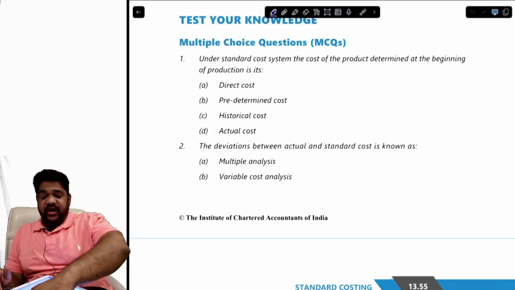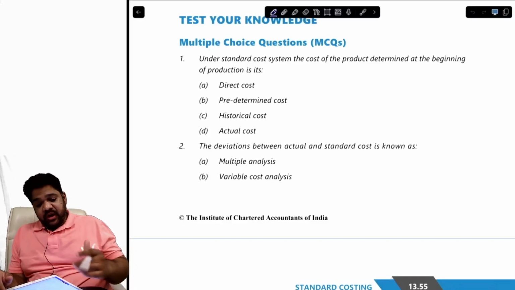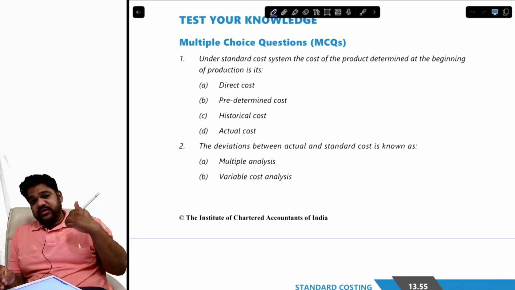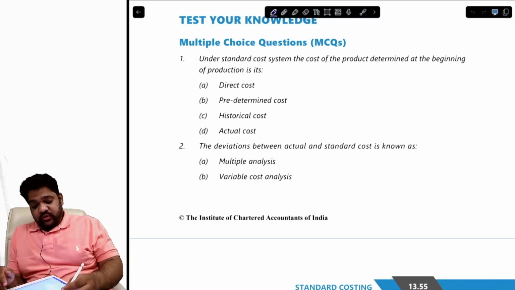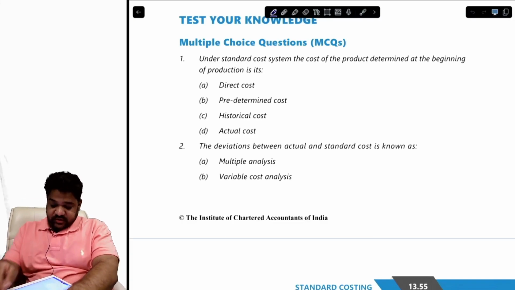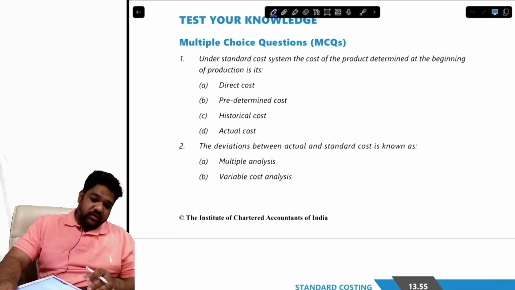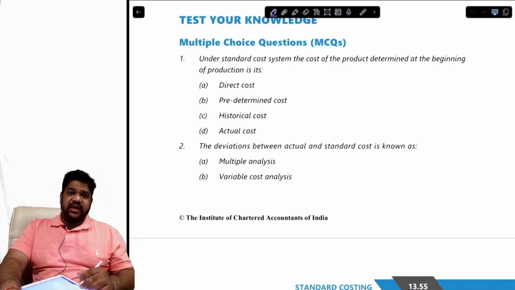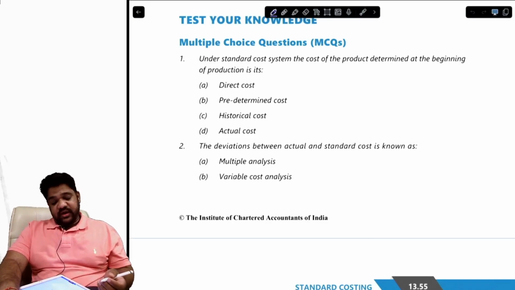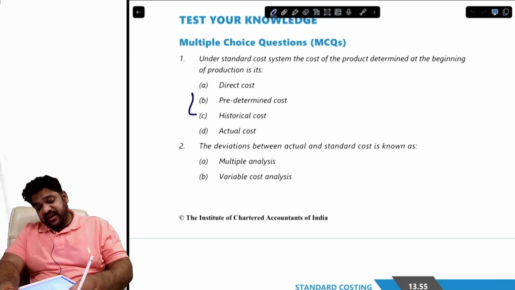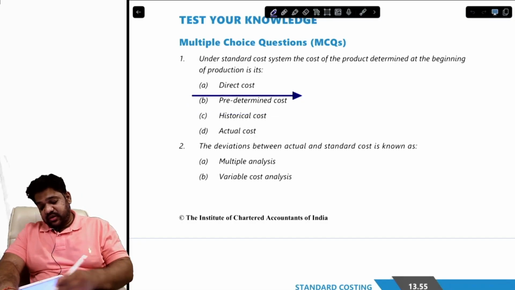So let's do that. The next topic that you have is standard costing. Now, under standard costing, you have some standards, basic standards, expected standards, this, that. So we're going to discuss all of them. Okay. So the first one: under standard costing system, the cost of the product determined at the beginning of the production. What will it be called? Direct cost. Predetermined cost fits well. The English fits amazing.